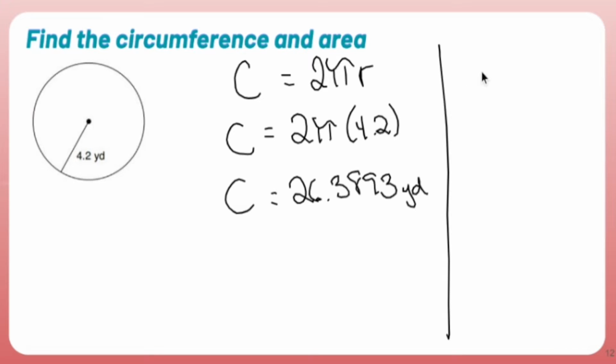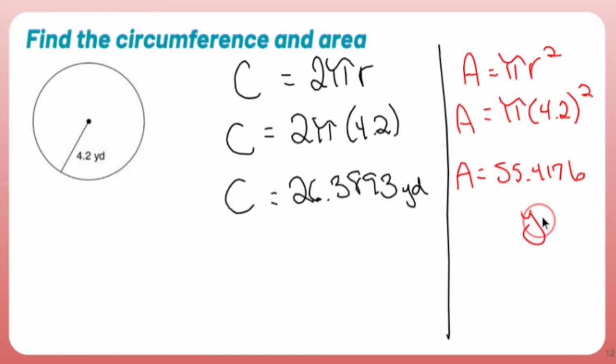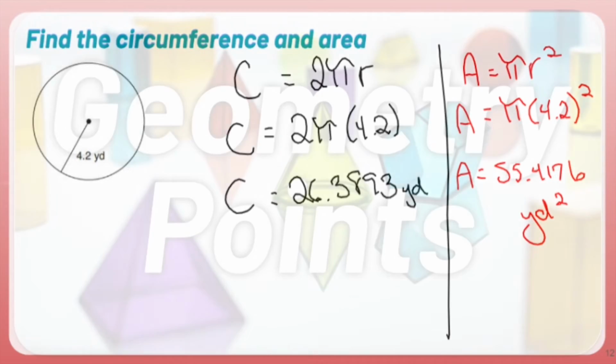Area is area, and the area formula is pi r squared. With the same r, the area is pi times 4.2 squared, which according to Steve Jobs is 55.4176 yards squared, because it's area. Circumference, area, stuff you saw in middle school, bringing it back.